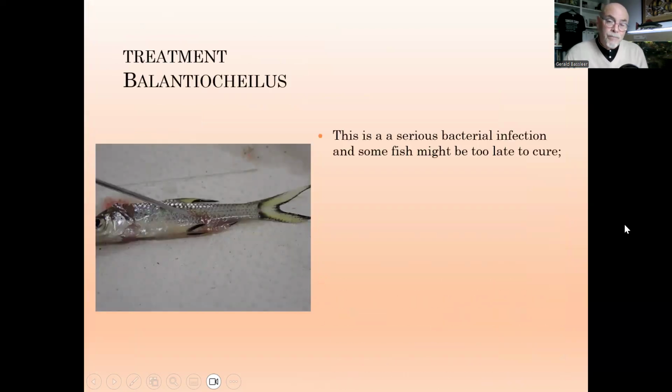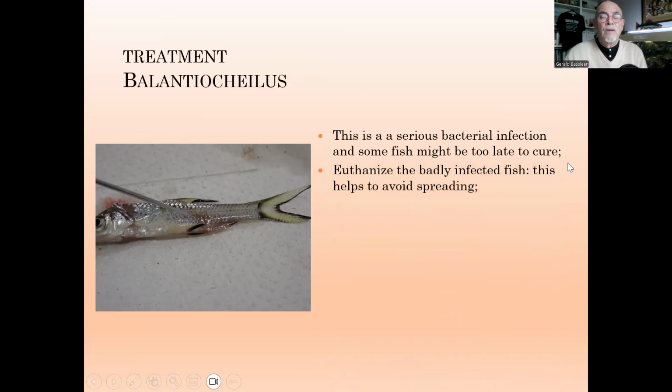So this is a serious bacterial infection. When the fish come down with red wounds, well, that might be too late to cure in this case. So better to euthanize the badly infected fish, and it will also help to avoid the spreading to the other fish which are still in the aquarium, because the disease will grow inside the fish, on the fish, and easily spread in your aquarium to the other fish, particularly when it's the same species in the aquarium.